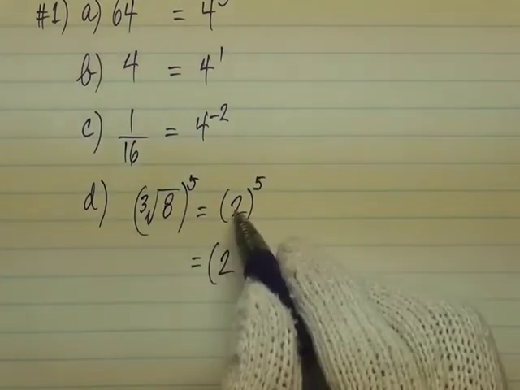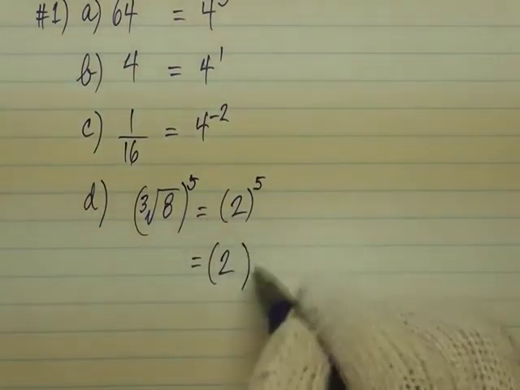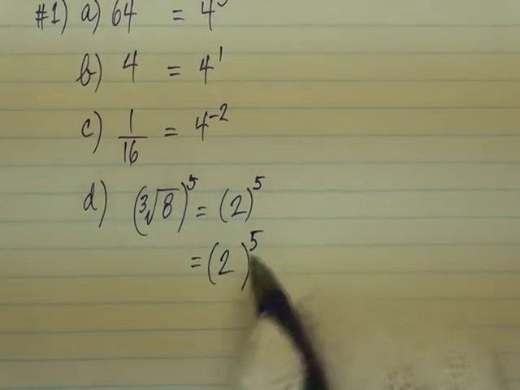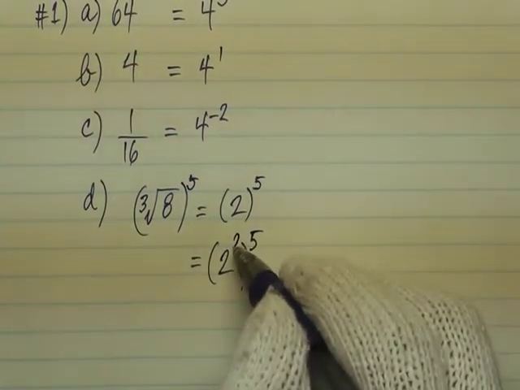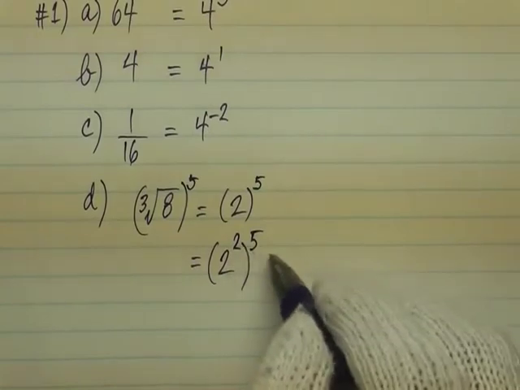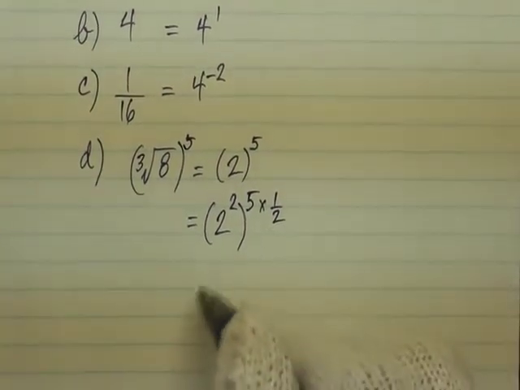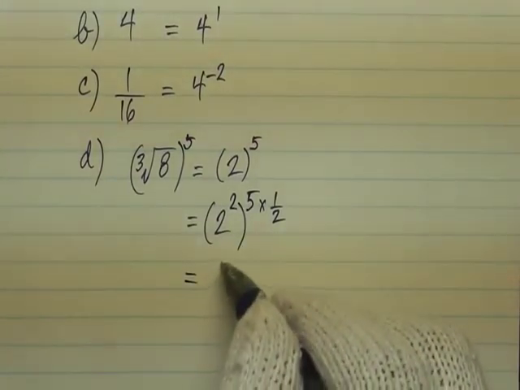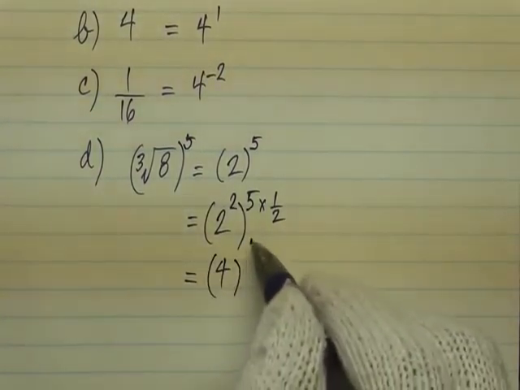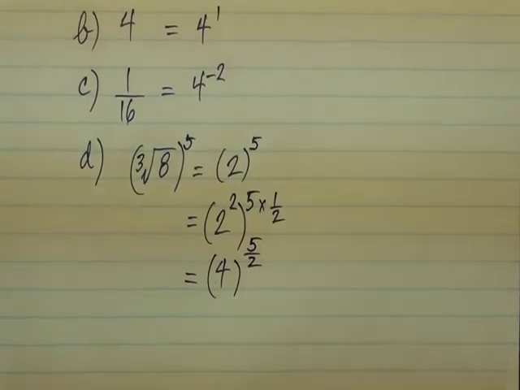Cube root of 8 is 2. 2 to the exponent 5. But I need it as a power of 4. So I'm going to multiply 5 by 2 inside and divide it by 2 outside. So that's going to give me 2 squared, which is 4. 5 over 2.